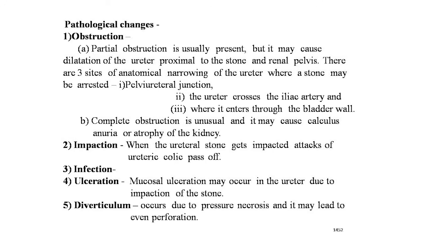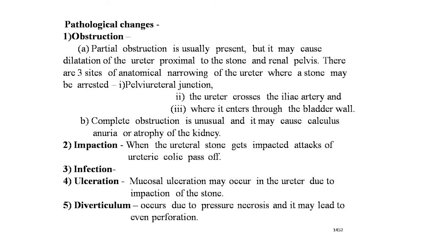The next pathological change in ureteral stone is infection. Infection may complicate a ureteral stone. This usually occurs when there is urinary stasis. Infection causes further renal damage. Pyelitis, pyelonephritis and pyonephrosis from hydronephrosis may occur due to the infection. The next pathological change is ulceration. Mucosal ulceration may occur in the ureter due to the stone. Such ulceration may later lead to stricture formation, and this is quite dangerous.